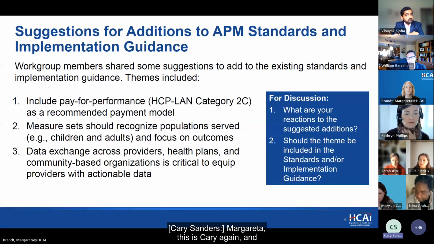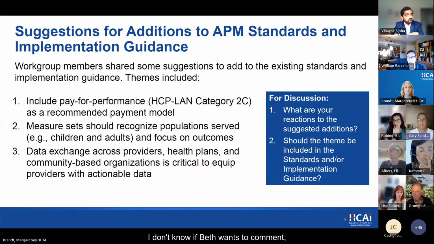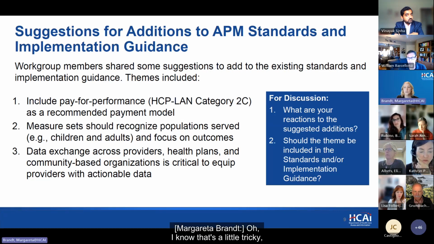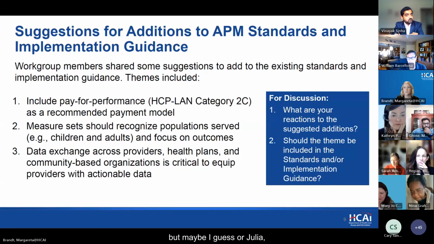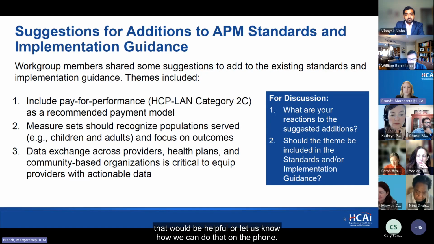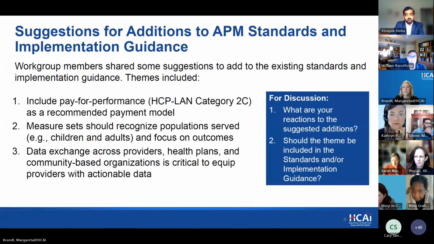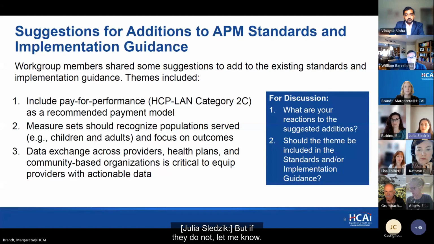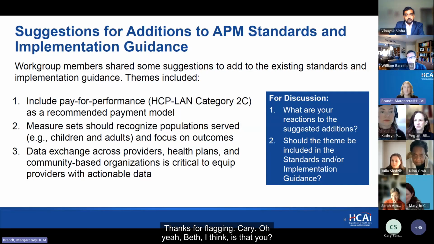Margaretta, this is Carrie again, and I don't know if Beth wants to comment, but I know she's on the phone, so I'm not sure if there are folks on the phone that can't raise their hands. Oh, I know that's a little tricky, but maybe, Non or Julia, if you could try to unmute Beth, that would be helpful, or let us know how we can do that on the phone. I believe they should have the option now to unmute. Okay. But if they do not, let me know. Okay. Thanks for flagging, Carrie. Hi. Oh, yeah, Beth, I think, is that you?